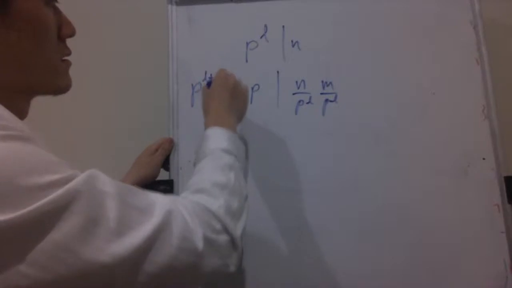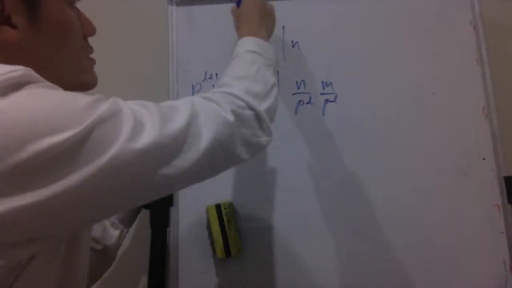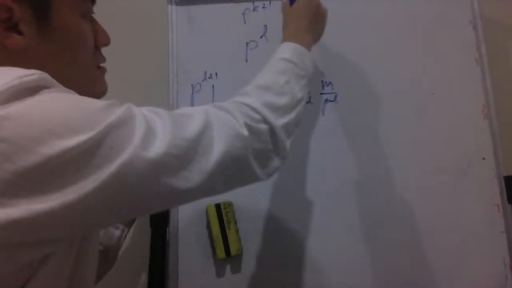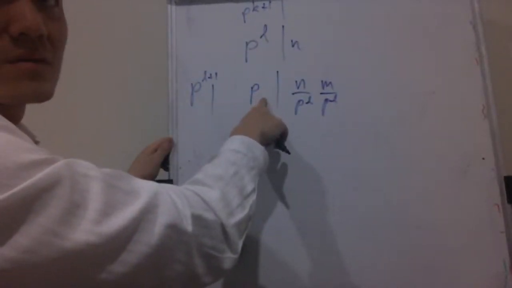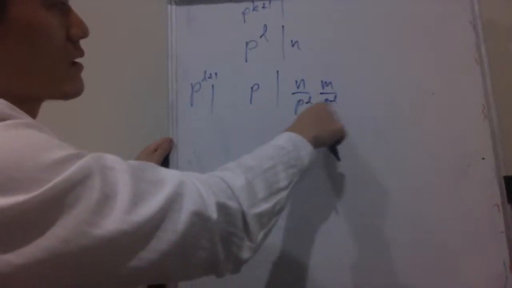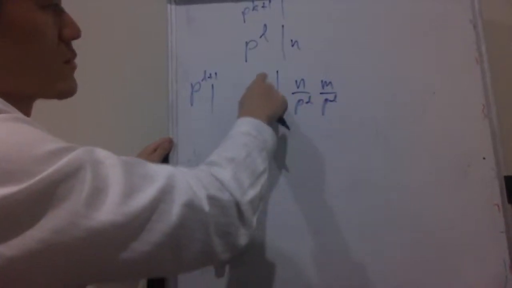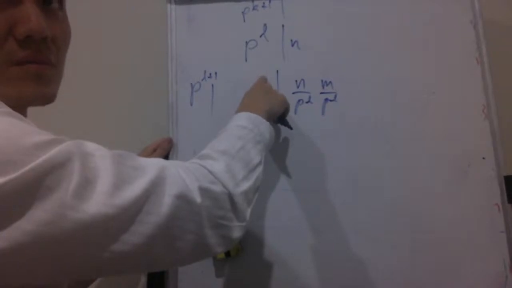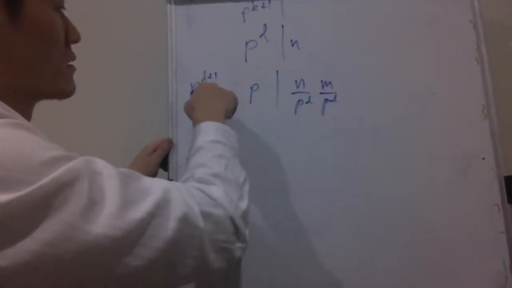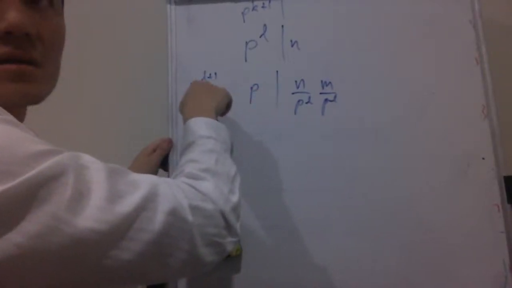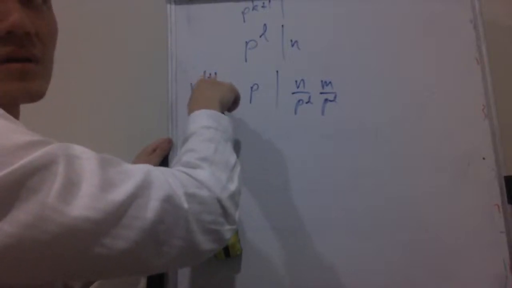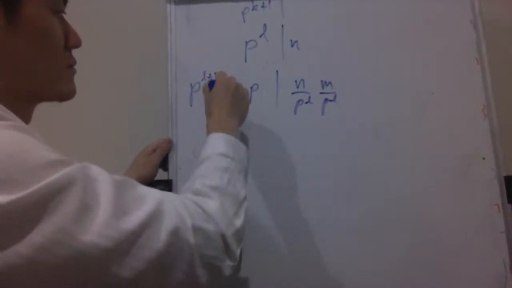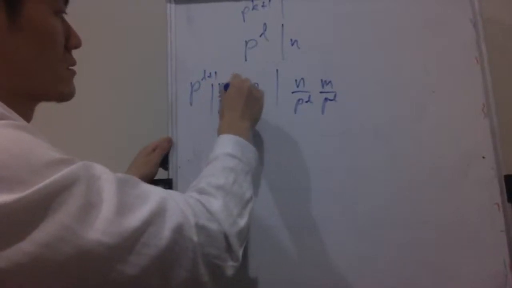Wait, so what is the L plus 1? Oh, because the assumption was that P to the K plus 1 divides the addition. That's why we got it, otherwise we'd be stuck, because we didn't have any P's. Because 2L was K, right? So 2L plus 1 was the P to the K plus 1. So that's where that extra P came from. Well, I mean, 2L plus 1 is K plus 1, right? And P to the L divides M. We're good?